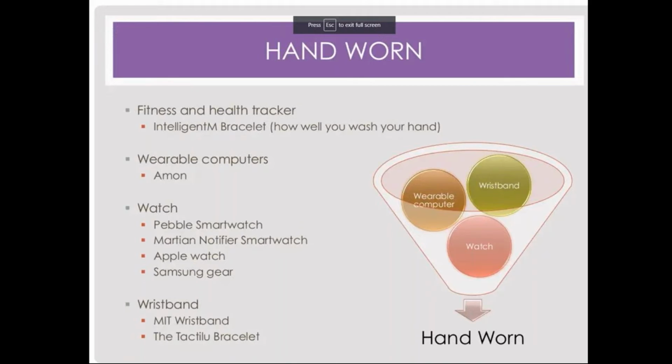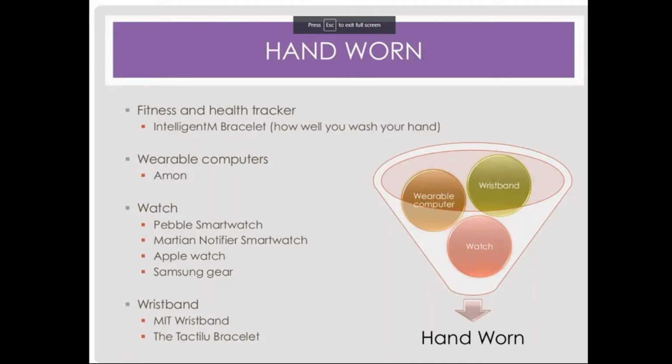Lots of people are pitching in for smartwatches: Pebble smartwatch, Martian Notifier smartwatch, Apple Watch, Samsung Gear. So these are in watches. Now let us talk about wristbands. On the wrist, that could be an MIT wristband, a tattoo bracelet, all those things.